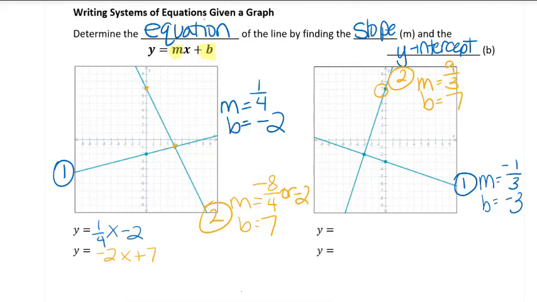Now I have enough information to write the equation for both lines to give us our system. So line 1, y equals negative 1/3 x minus 3. And line 2, y equals 3x plus 7. And once you have both equations for the two lines, you have your system and you are done with the problem.